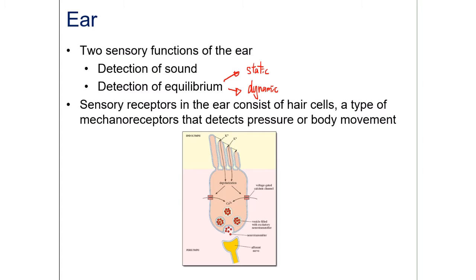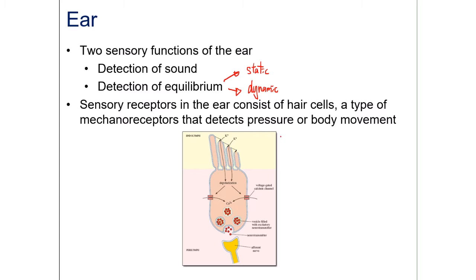So let's say you're driving at 100 kilometers per hour on a highway, then your body is going to be in a dynamic equilibrium. So if your car speeds up or slows down, then you're going to be going out of the dynamic equilibrium, and that's going to be detected by structures within your ear.